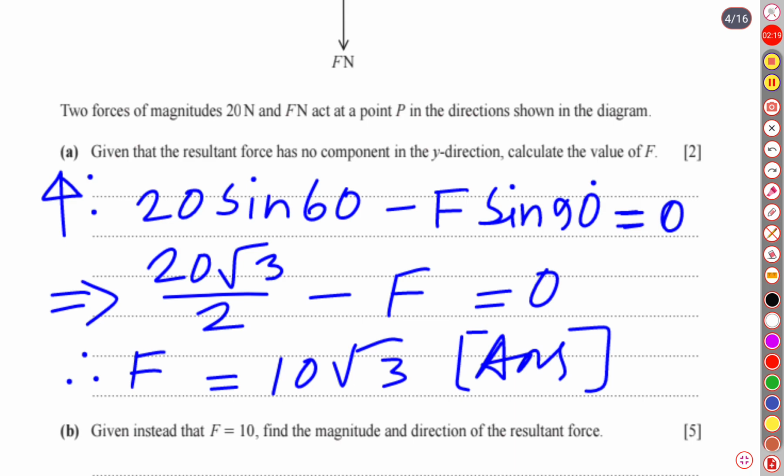Now let's move on to the immediate next question. The next question says, given instead that F is 10, find the magnitude and direction of the resultant force. So it's a different scenario. First of all, we'll have to go back to the figure. The difference between these two questions is, in question A, they have already told us that there is no component in y direction. This is applicable only for A. But for B, there is no precise information whether the resultant force is 0 or not. That means they have told us to find out the resultant force.